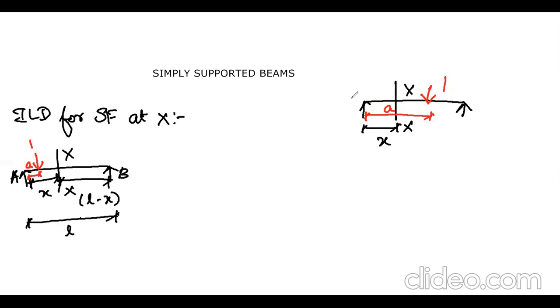Whereas in the second case, I will be placing the same unit load in the region XB. From both these cases, we will be collecting the influence line diagram. So first we discuss the first case, that is placing the unit load in the region AX. First of all, what we should do? We should find the value of the shear force at the section X.